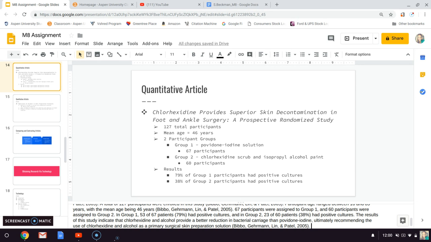The results of the study indicate that chlorhexidine and alcohol provide a better reduction in bacterial carriage than povidone iodine, ultimately recommending the use of chlorhexidine and alcohol as a primary surgical skin preparation solution.